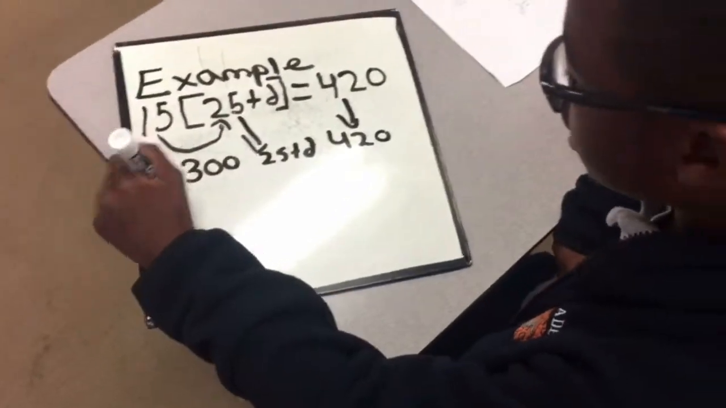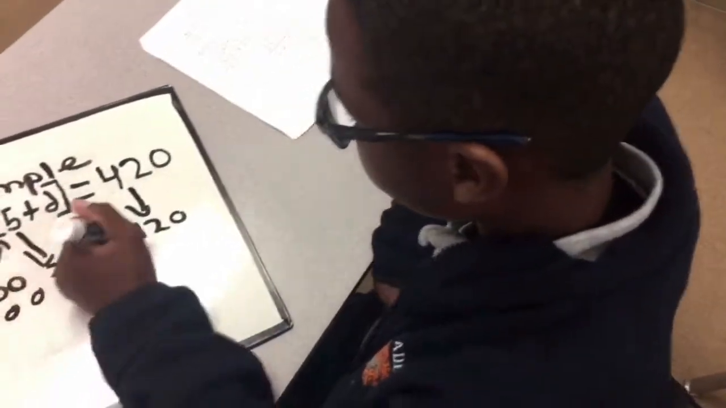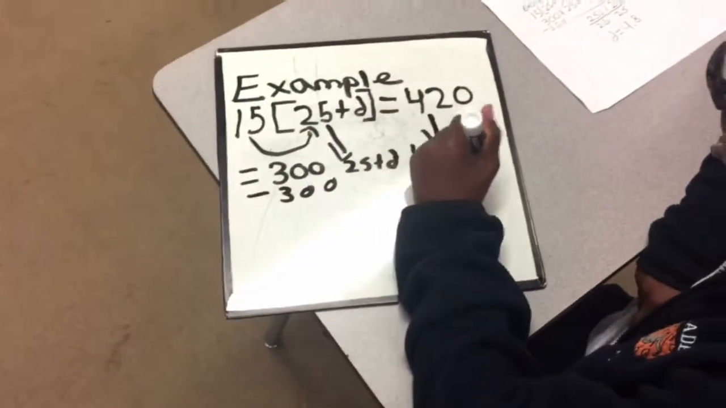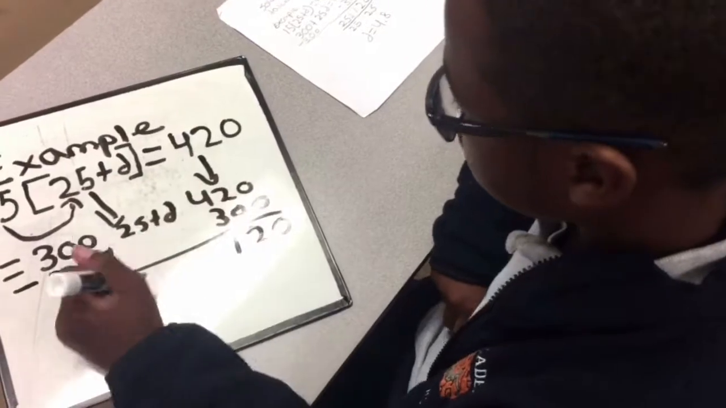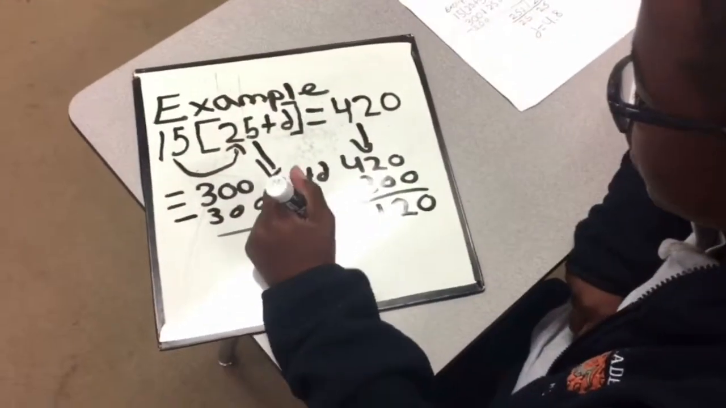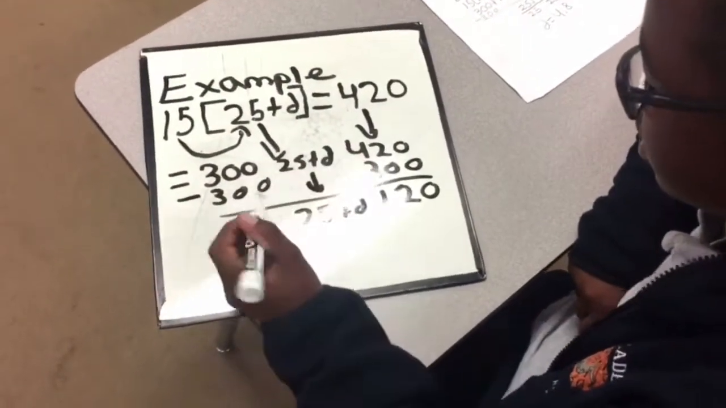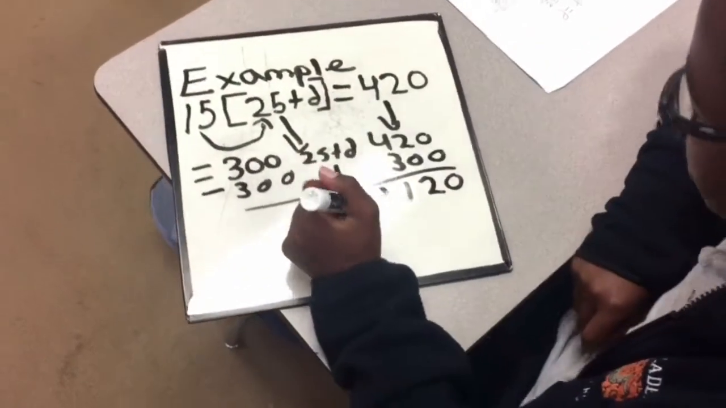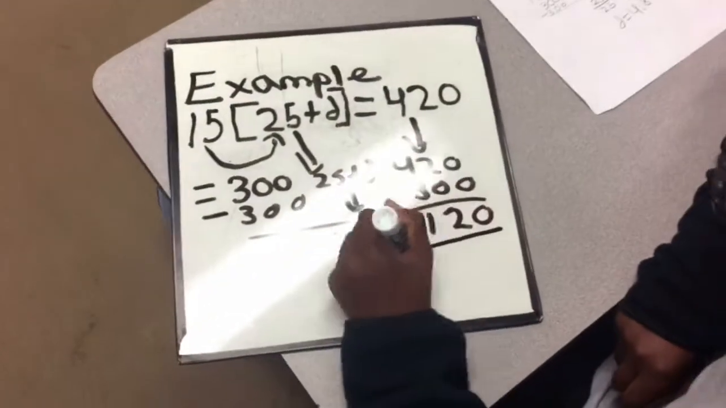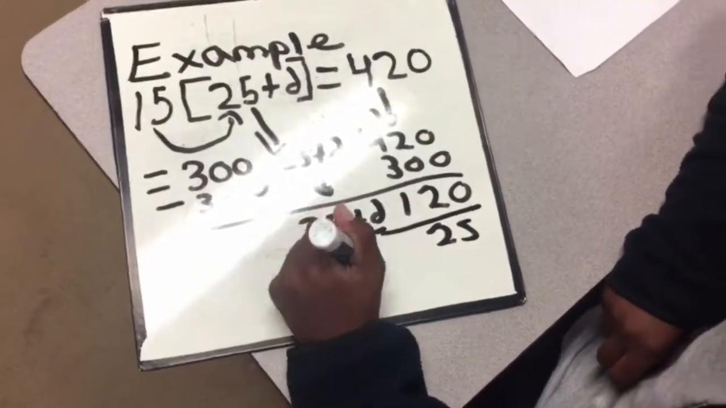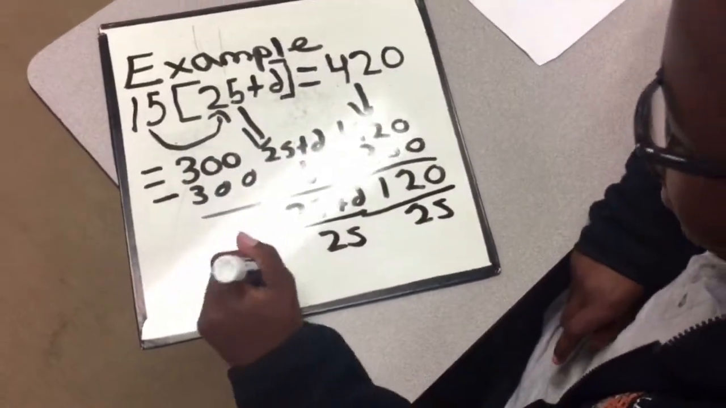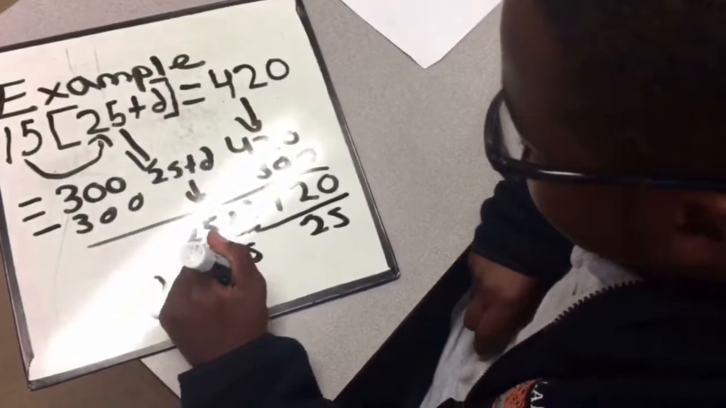And then you have to subtract 300 from both sides, which will equal 120. Then you have to bring down the 25 plus d. And then you just divide both sides by 25. In return, d will equal 4.8.